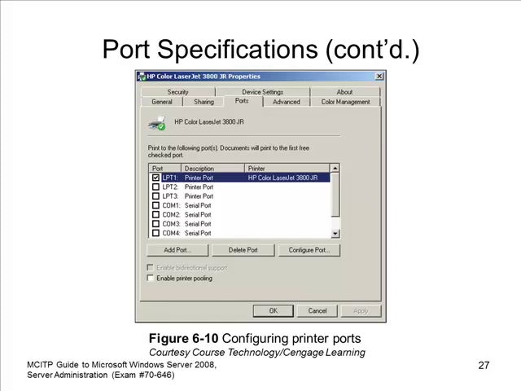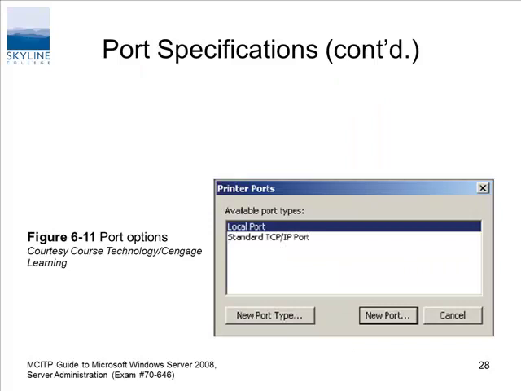If we then had multiple devices and we wanted to enable pooling and they all had the same driver, we could check them, and the print server would send the job to whichever one of those devices is available at the time. Local port, standard TCP/IP port.